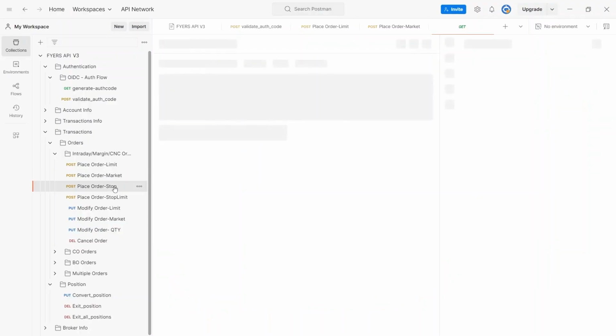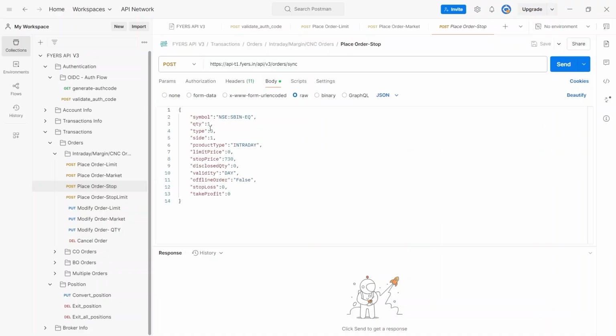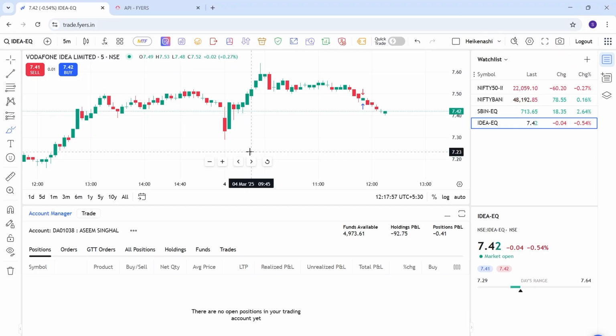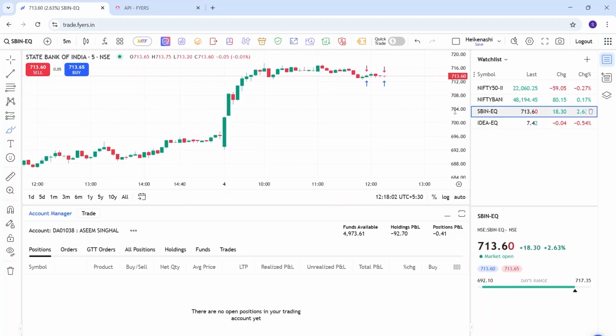Let's go to the third one, which is the stop order now. So in stop order, like I said, we are trying to put a stop loss order. Again, I've already added my app ID and the access token. Let's go to the body. Here they have mentioned already the type is 3. That means it's a stop market order. And we are talking about SBIN. So let's check out the current price of SBIN. So SBIN is currently at 713.